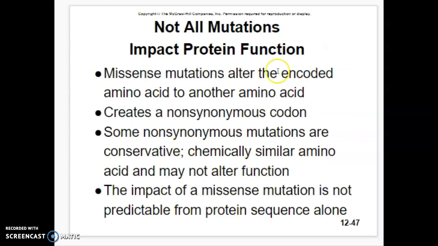I do want to point out that not all mutations cause problems. Some of these are missense, where they change one amino acid to another. If you remember your codon code, a lot of them will code for the same amino acid. So technically it's a mutation, but it may change it so it codes for the same amino acid and therefore does nothing. Some amino acids, like glutamic acid and aspartic acid, are very similar chemically, so it may not alter function. So you can't really look at the mutation to see if it's going to cause any problems.